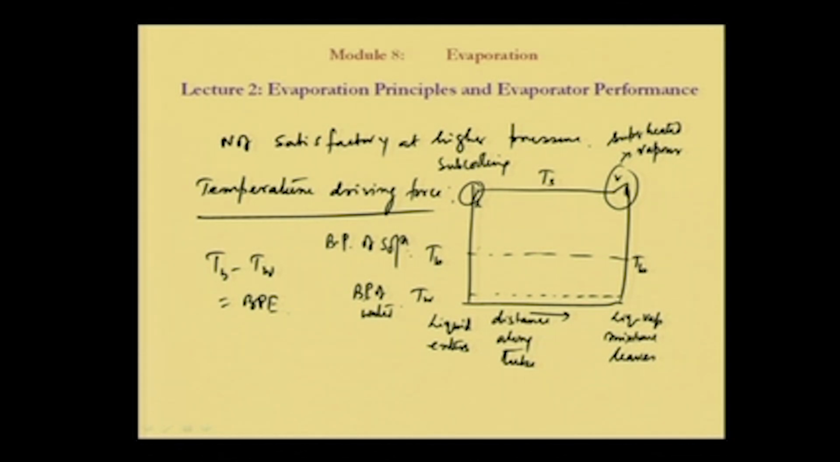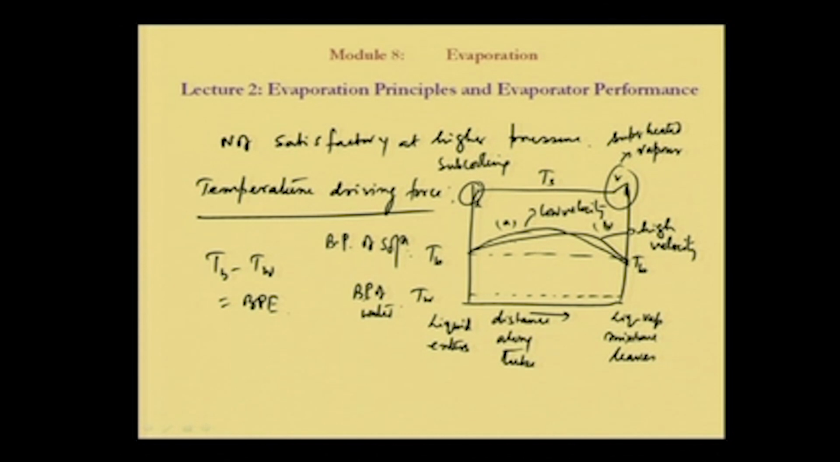But actually, as it goes along the tube, there is a profile like this, and there is another profile like this. So, this is, say, for high velocity, and this is the low velocity case. This is case A and this is case B. This is the boiling point of the liquid, but the actual temperature happens to be like this for the low velocity situation.